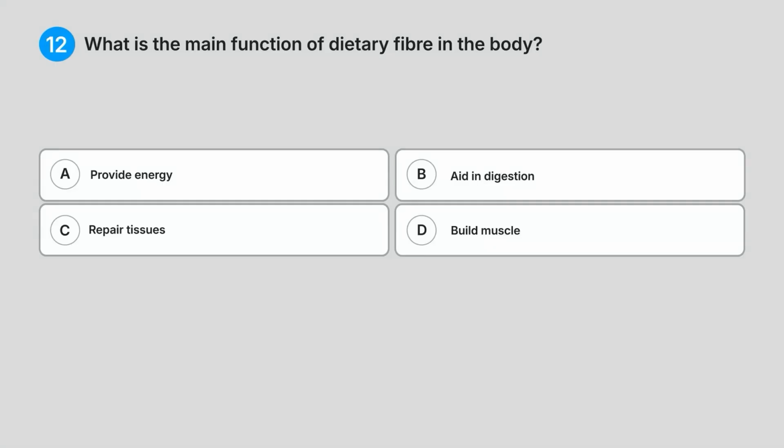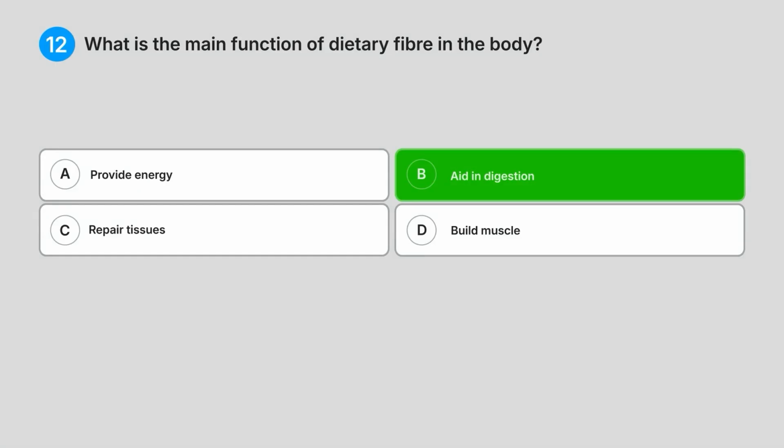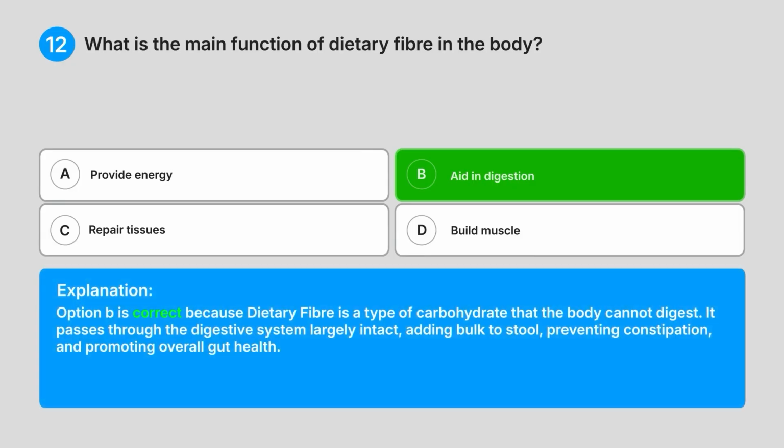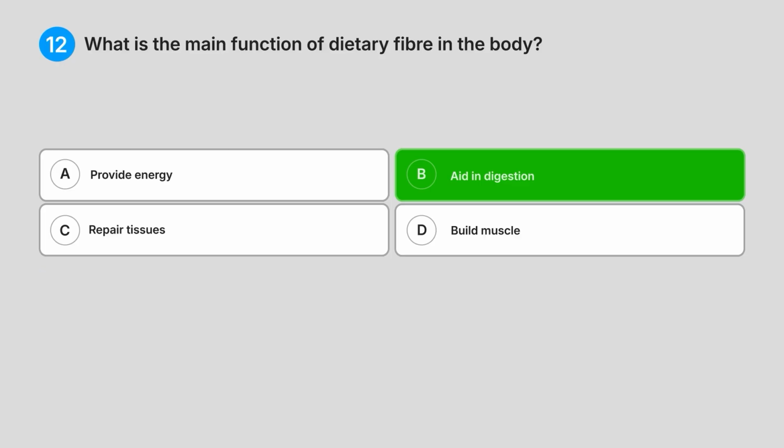Correct answer, B. Aid in digestion. Explanation. Option B is correct because dietary fibre is a type of carbohydrate that the body cannot digest. It passes through the digestive system largely intact, adding bulk to stool, preventing constipation, and promoting overall gut health.